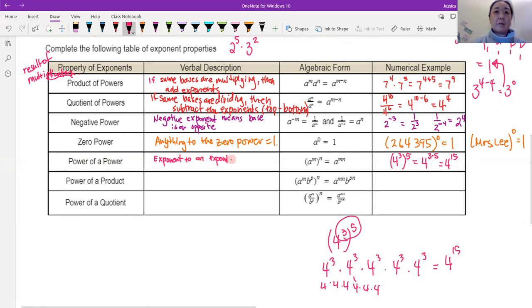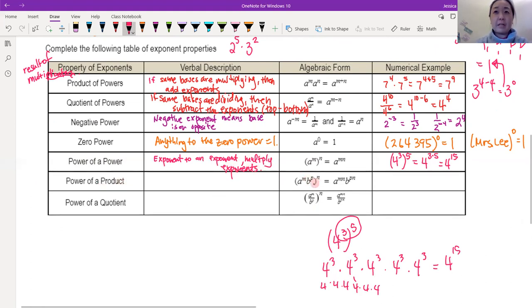Oh, spelled that wrong. Multiply exponents. A lot of exponents here. 3 that I wrote, I think. So power of a product.